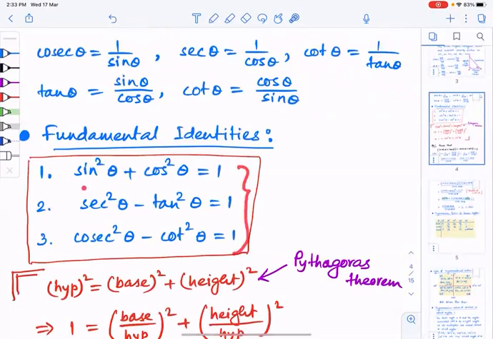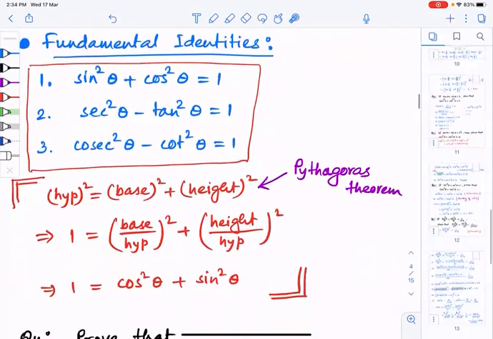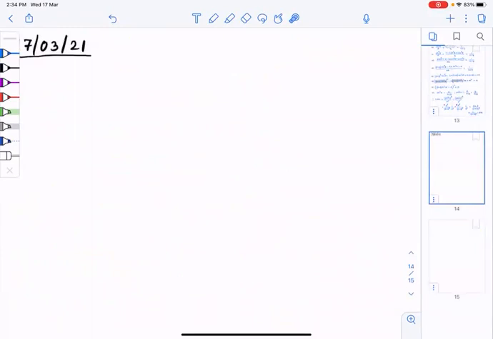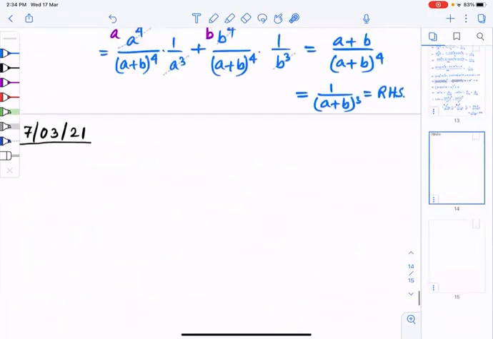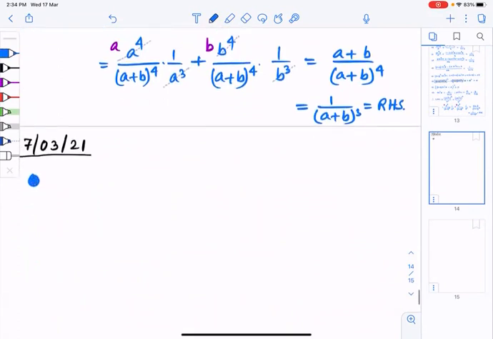Identity means these are formulas, we can say they are formulas. They are true for any theta. Similarly, we can have some more identities in trigonometry. Let us check what those identities are. Compound angle formula.